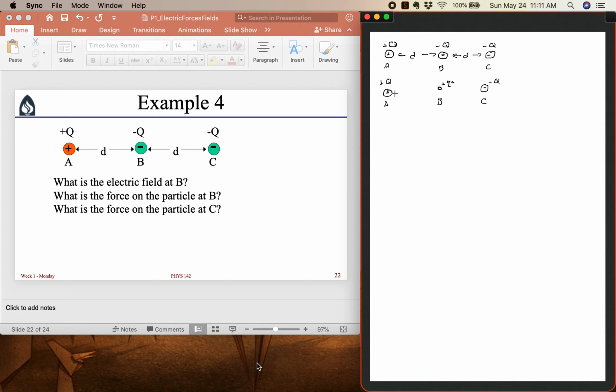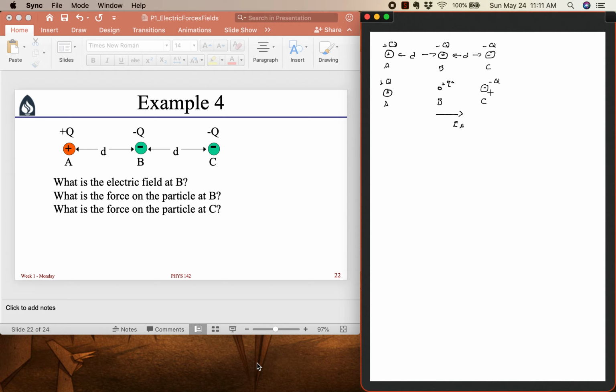So first off, charge A. Charge A is positive, my test charge is positive, and so the test charge would be repelled by A. So that means the electric field at location B, the electric field due to A, points towards the right. It points in the positive X direction.